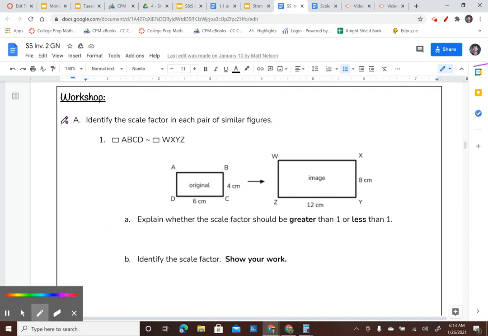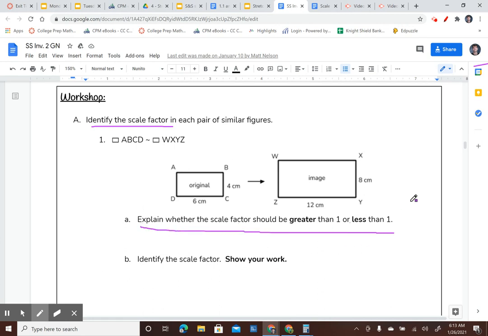All right, so now we're going to identify the scale factor of each pair and explain whether the scale factor should be greater or less than 1. So here we're going from a smaller shape to a bigger shape. So my scale factor is going to be greater than 1 because my shape is getting larger. We call that stretching or enlargement.